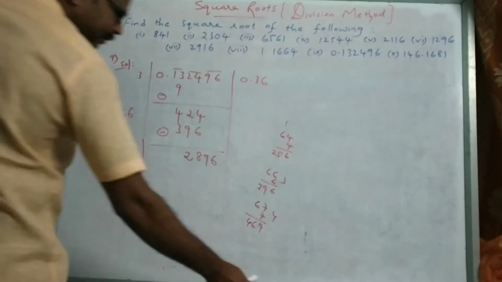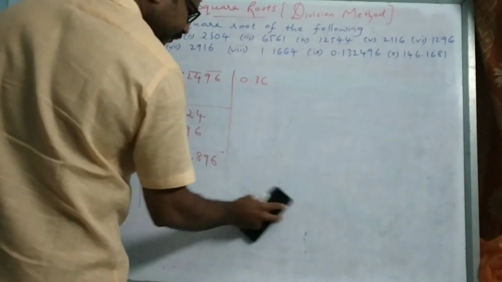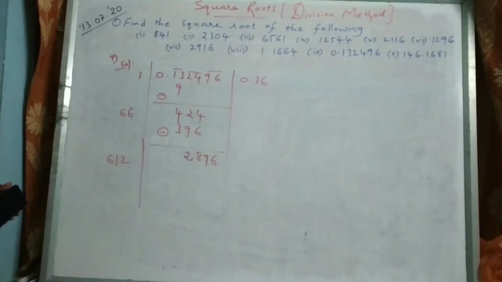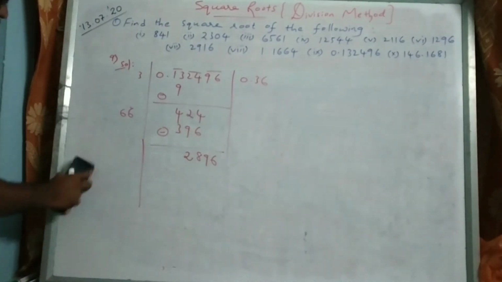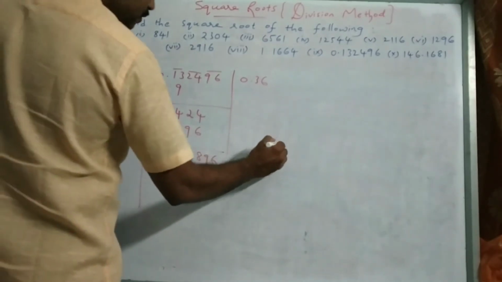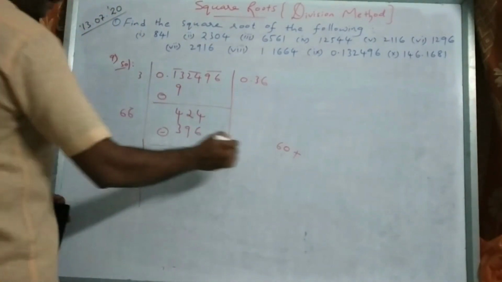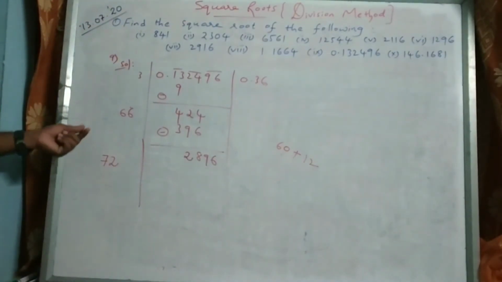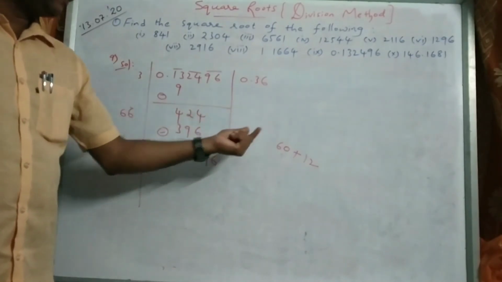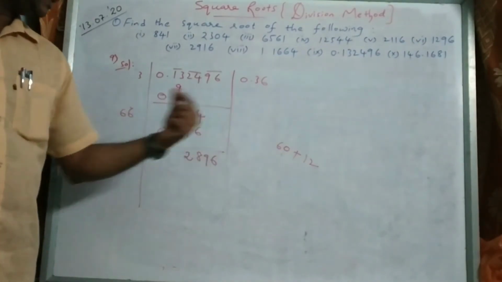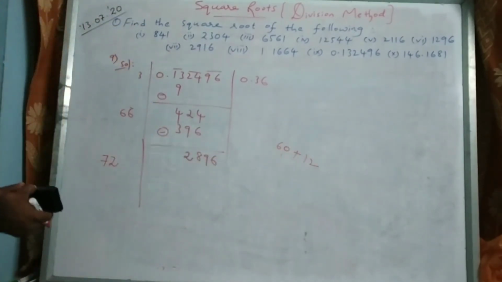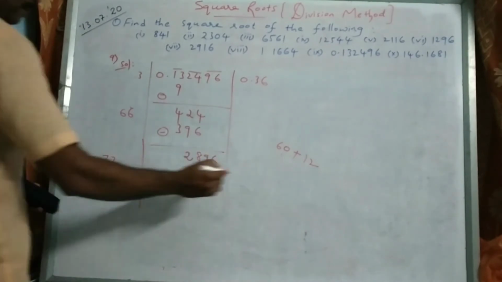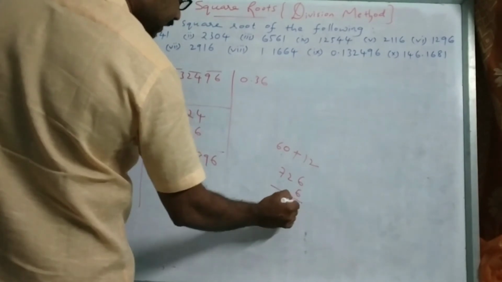Now look carefully. Can we write 6 as it is and double 6 as 12 here? Do you think so? No, it is not correct. 66 means you should take 60 plus 6; double is 12, meaning 72. Once again, 66 means 60 plus 6. 60 plus 6, double is 12. So we should take 72. Remember that point. Now whatever we write here, 6.